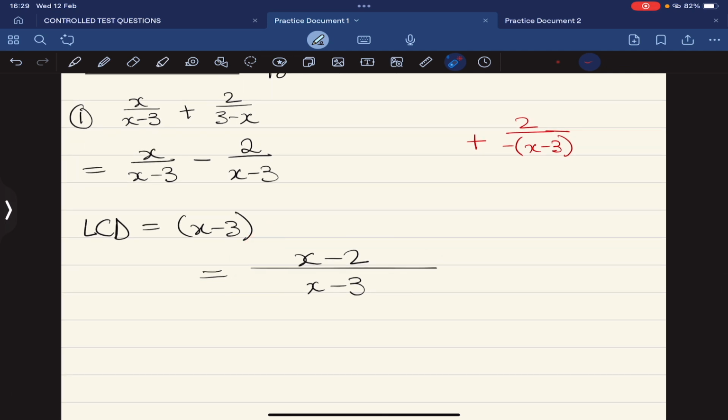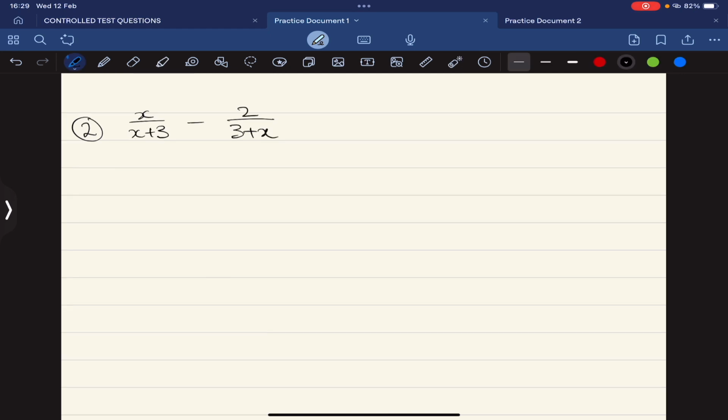and that is what we have here. Number 2, x over x plus 3 minus 2 over 3 plus x. I have seen many learners look at this, and because you're so busy with the new method, you look at x plus 3 and 3 plus x, and you for some reason want to apply the sign change rule so that you can write 3 plus x as x plus 3. But of course that's not necessary.